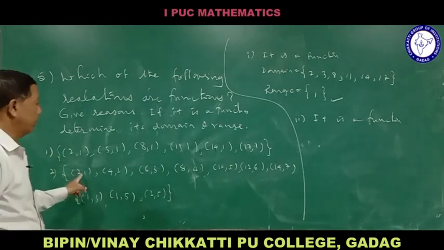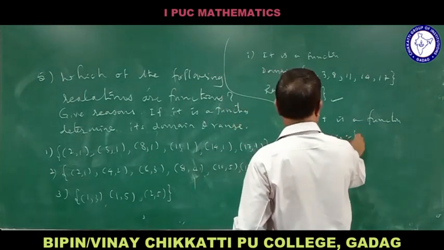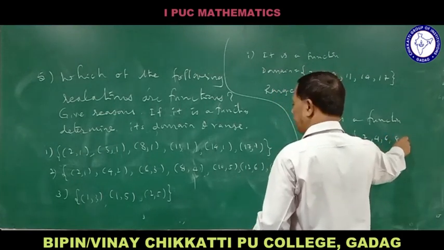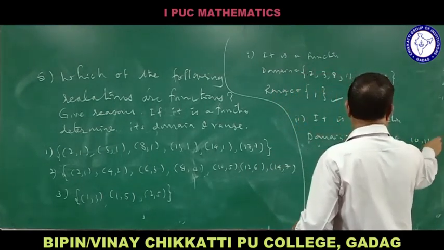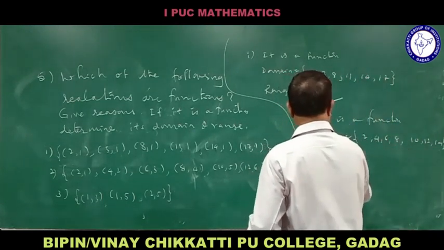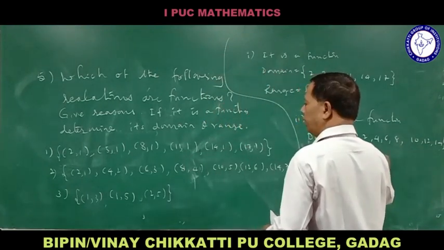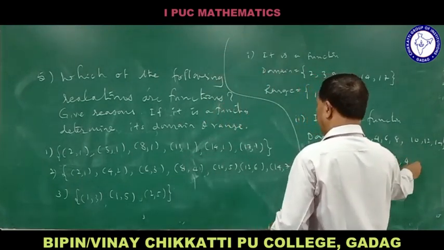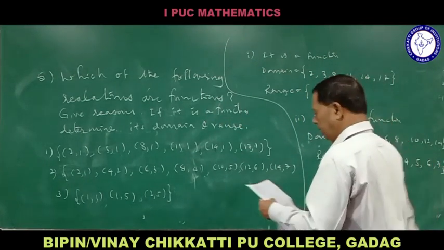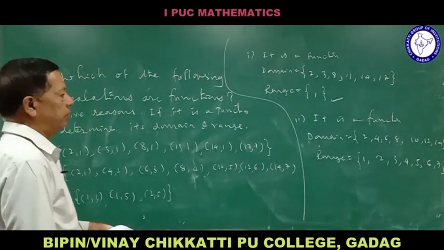Then what is the domain? Domain means the first element. The first elements are 2, 4, 6, 8, 10, 12, 14. Then what is the range? Range is the second element. The second elements are 2, 3, 4, 5, 6, 7. See how you tell the range of this.